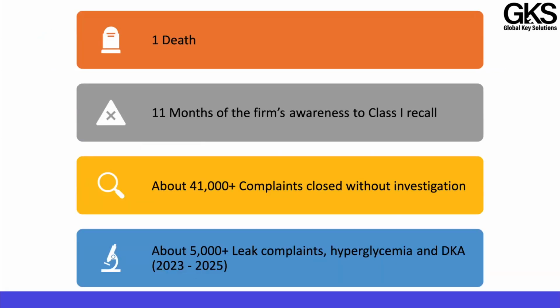Some key components of this warning letter: there was one death that was found, which is not good. Blood glucose dropped to 1.1. The complaint was closed without an investigation. And then also 11 months between the firm becoming aware of the problem and the FDA initiating a class 1 recall. There were more than 41,000 complaints closed without an investigation between June 2023 and June 2025. A lot of case numbers were closed without actually an investigation, which is not good.